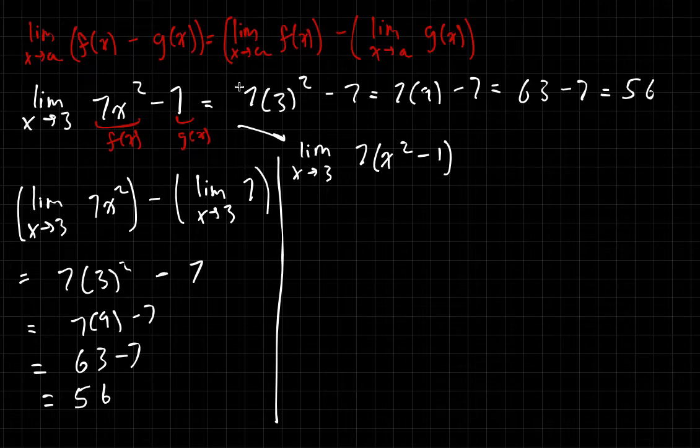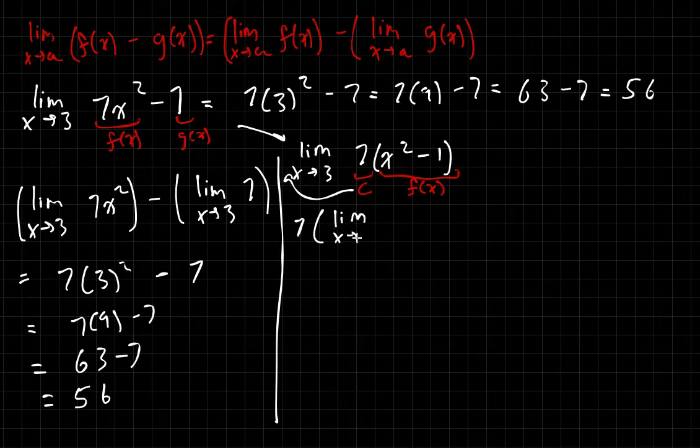And the reason I did this is because I noticed that you can just say 7 is a constant and x squared minus 1 is a function. And that's the first property, right? Whenever you have a constant, you can just move it out here. So I could just rewrite this as 7 times the limit as x approaches 3 for x squared minus 1.